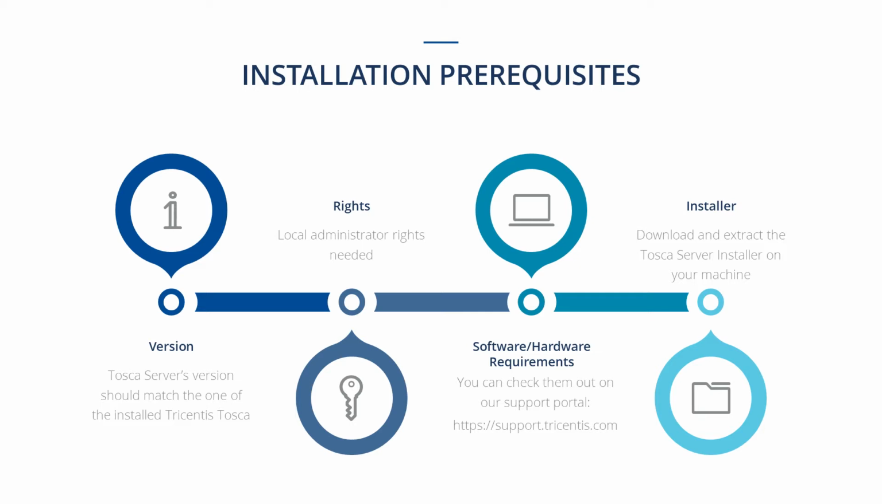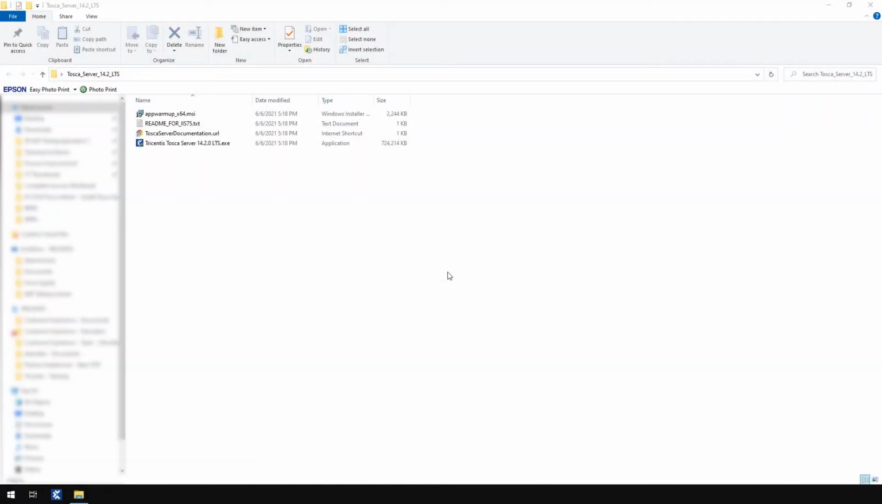In this case, you would need the one for Tosca Server 14.2. You can download the installer from the Tricentis support portal. Once all prerequisites are met, you can install Tosca Server.